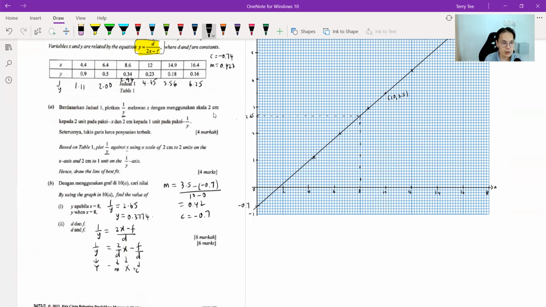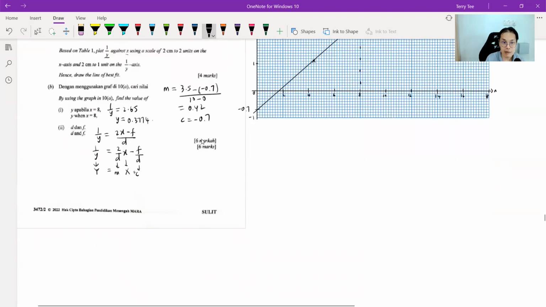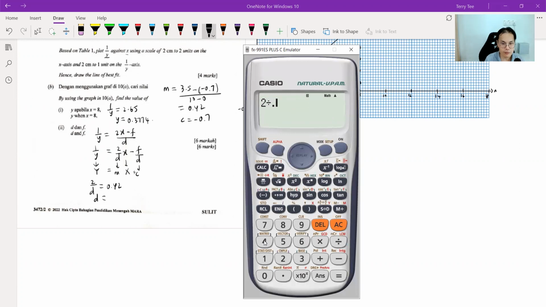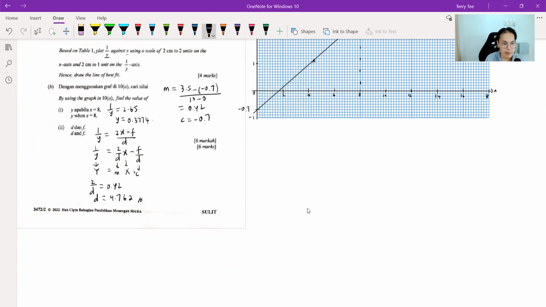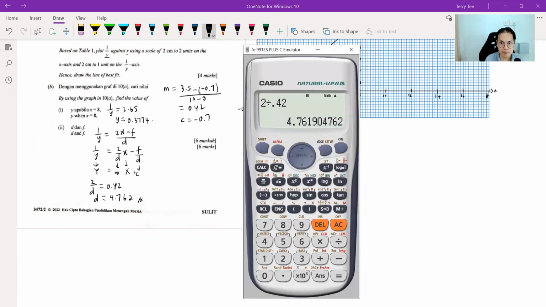So what we need to do is to compare our gradient from the graph, which is 0.42, with our gradient from the equation. So we can say that your 2 over d is now 0.42. To find d, I will take 2 divided by 0.42. There you go. I got 4.762. Okay.